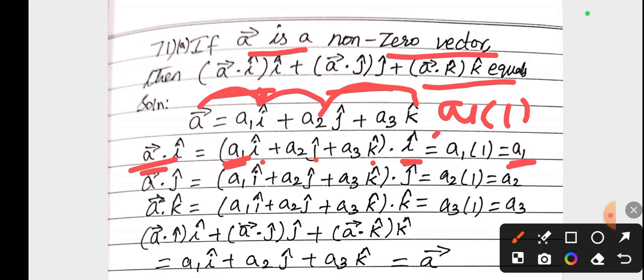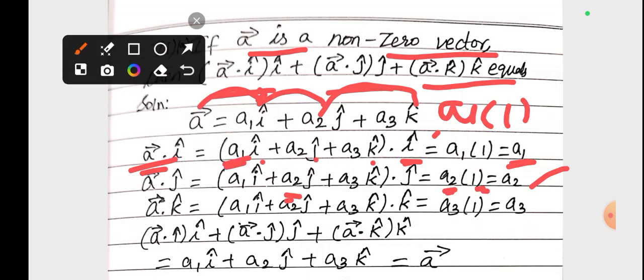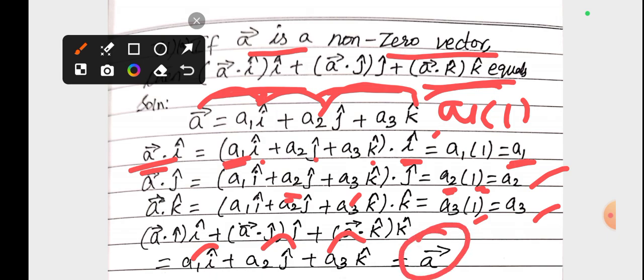A1 ones are A1. Then A vector dot j cap: here the j cap coefficient is A2, here the j cap coefficient is 1, so we find A2. Then A vector dot k cap: here the k cap coefficient is A3, here 1, so A3. Then the LHS, if you see now, A vector dot i cap into i plus A vector dot j cap into j, then A vector dot k cap into k. So A1i plus A2j plus A3k, then A1i cap plus A2j cap plus A3k cap is nothing but A vector.